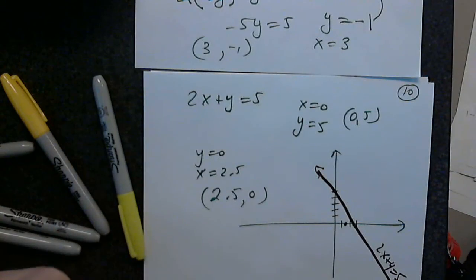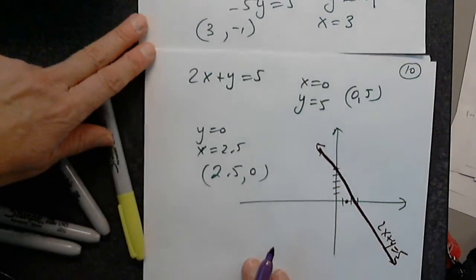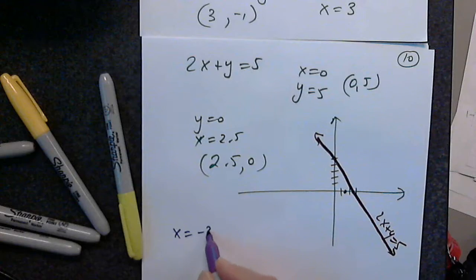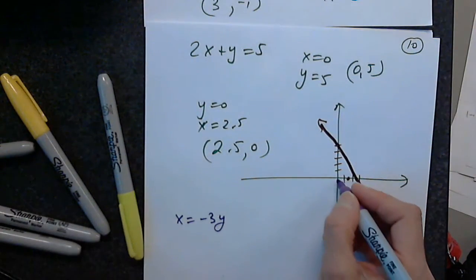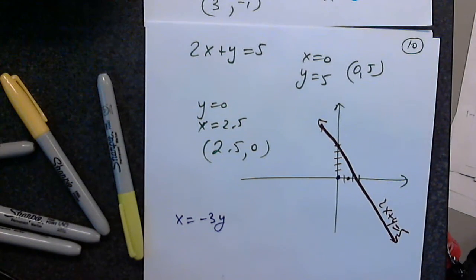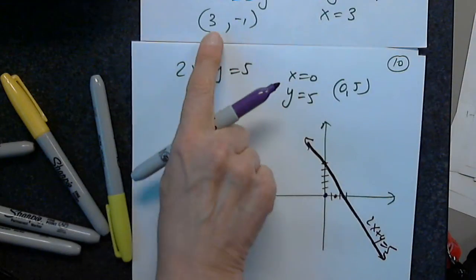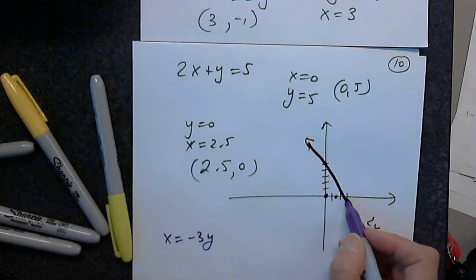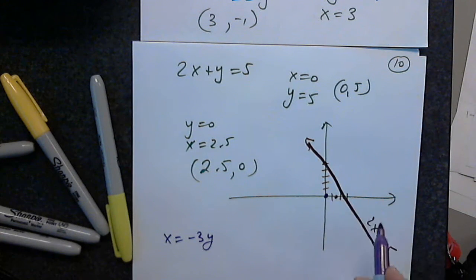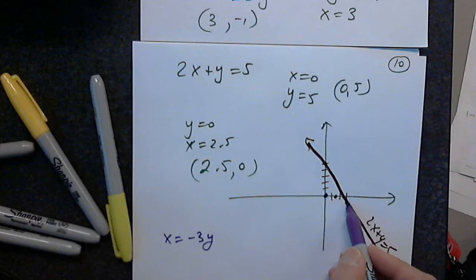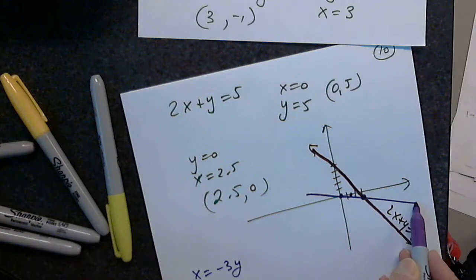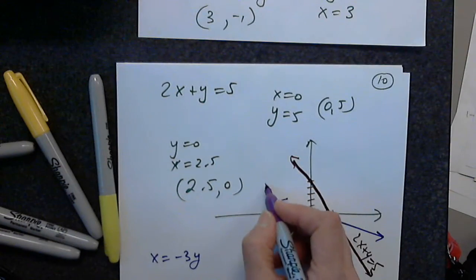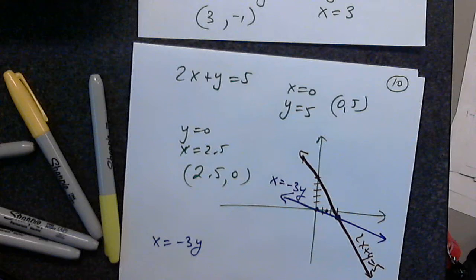Now I want to graph x equals negative 3y. When x is 0, y is 0, obviously the function goes through the origin. But I already have this point: 1, 2, 3, negative 1. So here it is. So this is x equals negative 3y.